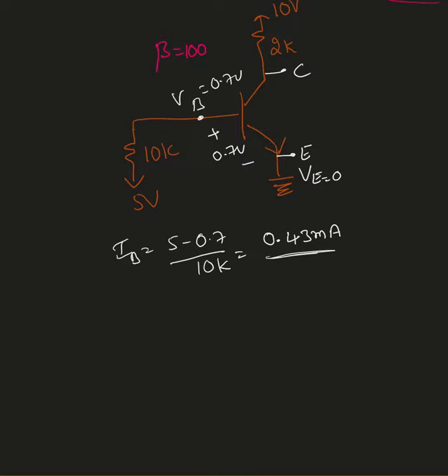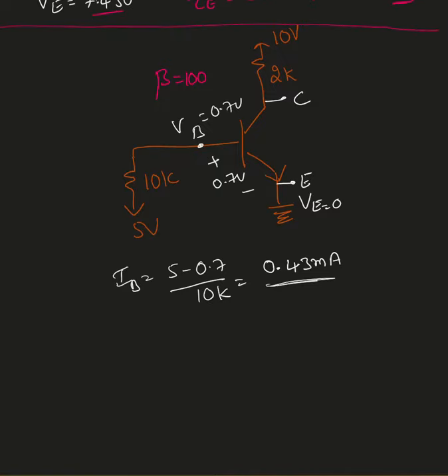Remember, IB current is really small. Probably it's going to be in microamperes. But here I see 0.43 milliampere, and definitely I feel like that's a big number. But we will see what it's going to lead to. So if IB is 0.43 milliampere, I can find IC based on beta equal to IC over IB. So IC must be beta times IB.